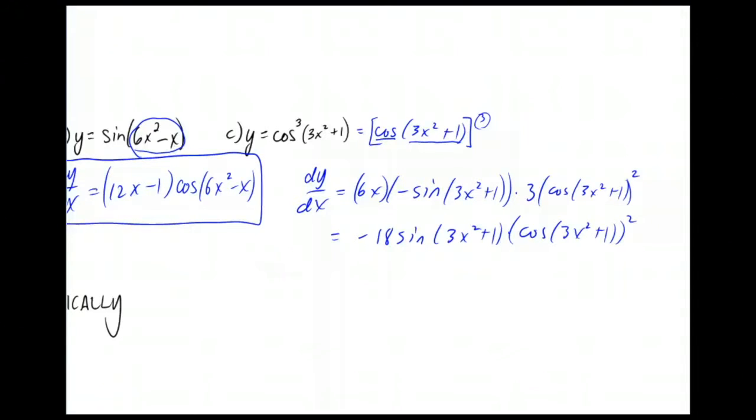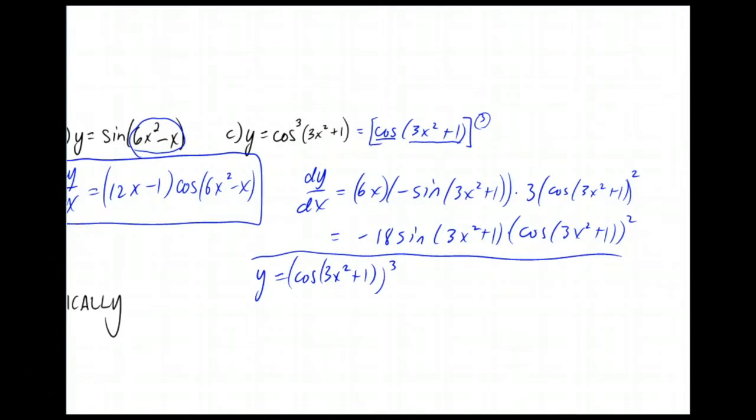Because this problem has 3 layers, we might also take a look at how this would look using the formal chain rule. It takes a little bit more work, but you can see how the chain rule really works in this case, and the reason why it's called the chain rule. So if we try example C again, y equals cosine of 3x squared plus 1, cubed. Let's first name the inside function.